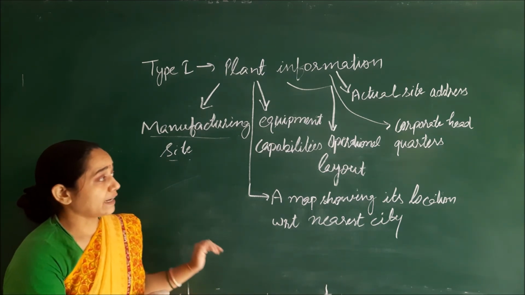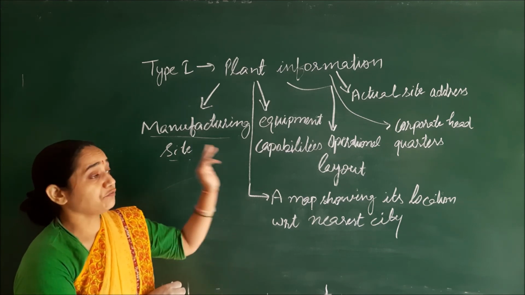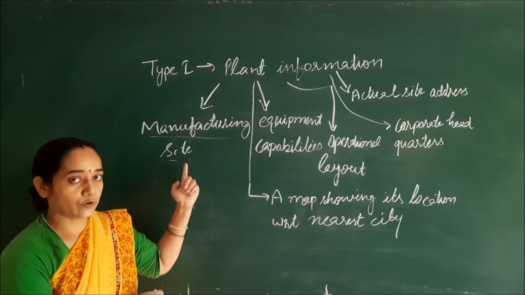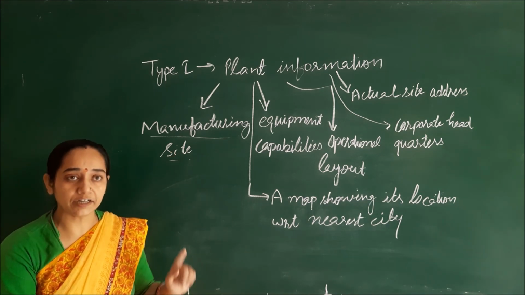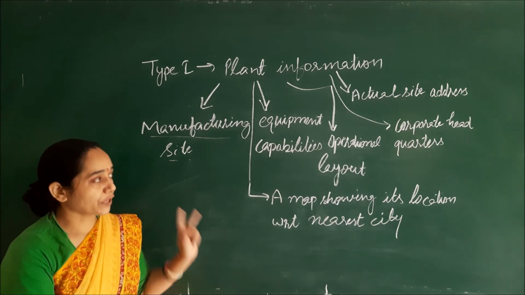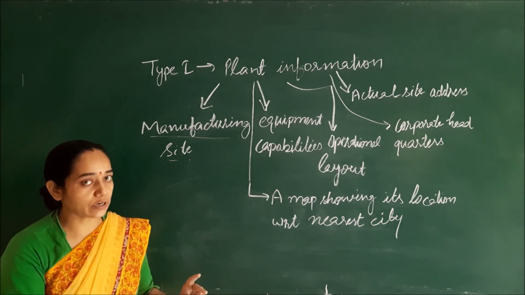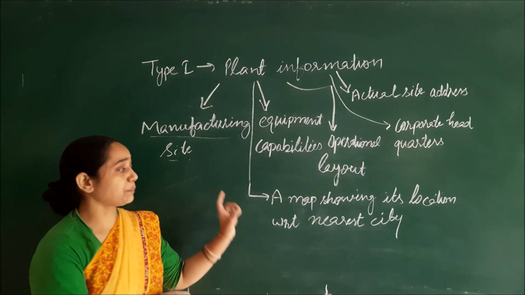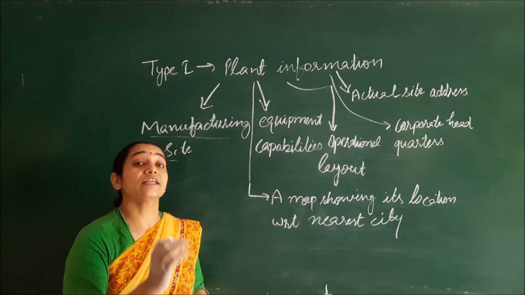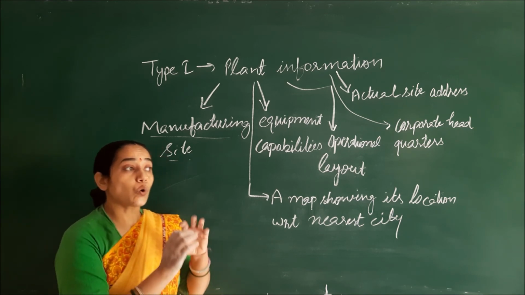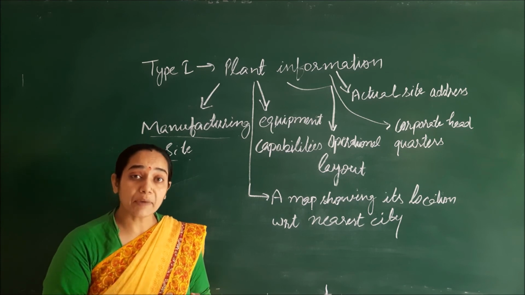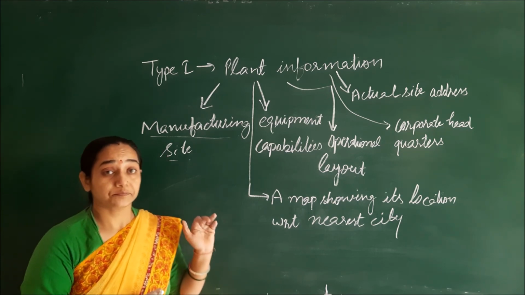And this plant information will contain all the information about the manufacturing site, equipment capabilities, actual site address, operational layout, corporate headquarters, as well as a map representing its location nearest to the approachable city. So all this plant information will be given in Drug Master File Type 1.